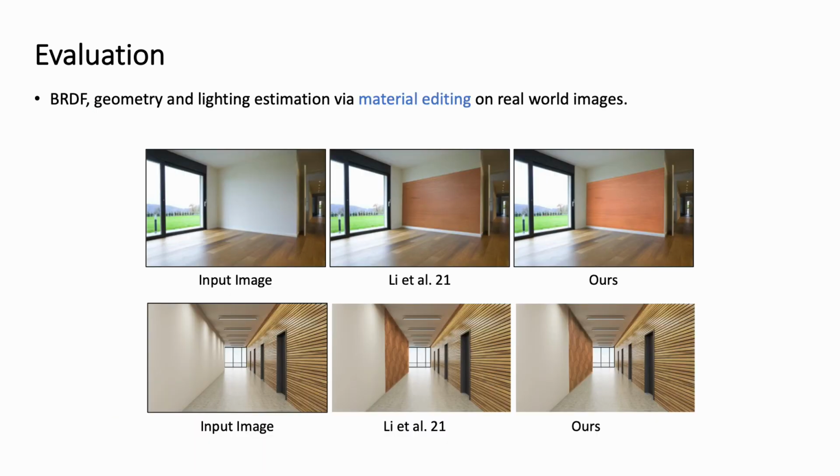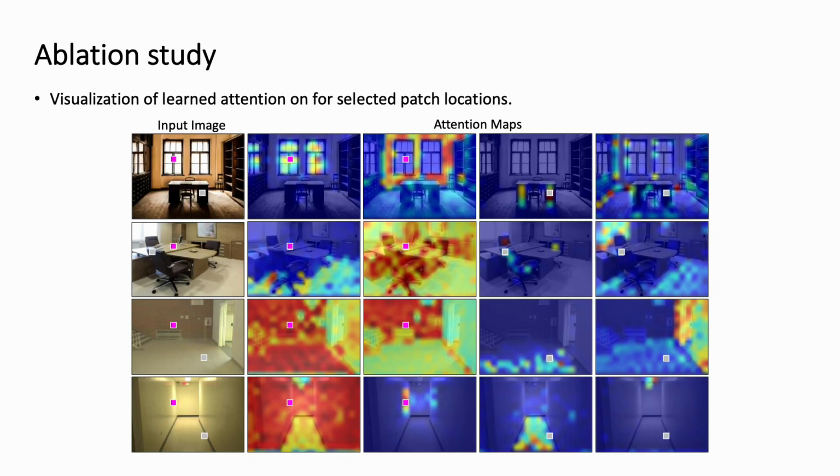Material editing is another way to evaluate lighting. The first example showcases lighting from occlusion, where the second example has complex lighting on the wall from multiple ceiling lights. Our method is able to capture these lighting effects and faithfully recreate them on the new material.